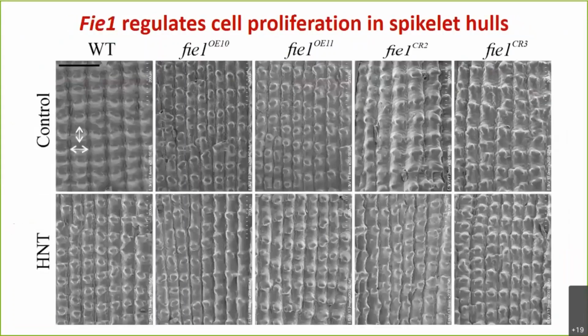This was further supplemented with the scanning electron microscopy results for the spikelet hull, which show that the Fiei1 CRISPR knockouts have a very small size of the cell layer as compared to the overexpressions. I have not presented the numbers here, but in the knockouts the cell size was very small, whereas there was an increase in the number of cells per unit area, which could be the probable reason that the Fiei1 knockouts had smaller size when HNT was imposed.